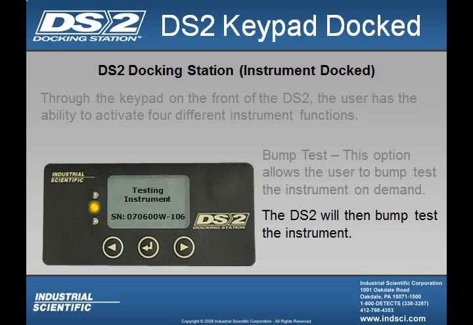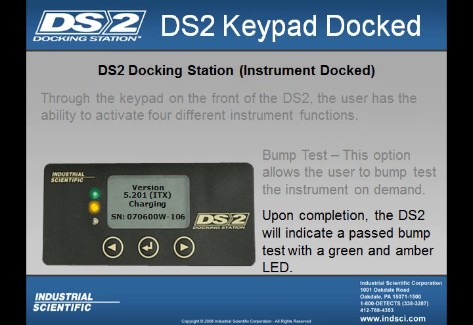So it'll go through and do a full bump test, ensuring that the sensors are working correctly. And upon completion and a passing of that bump test, I will receive both my green and my amber LED. The green LED once again shows that the bump test is passed, with the amber showing that it's still receiving a charge.